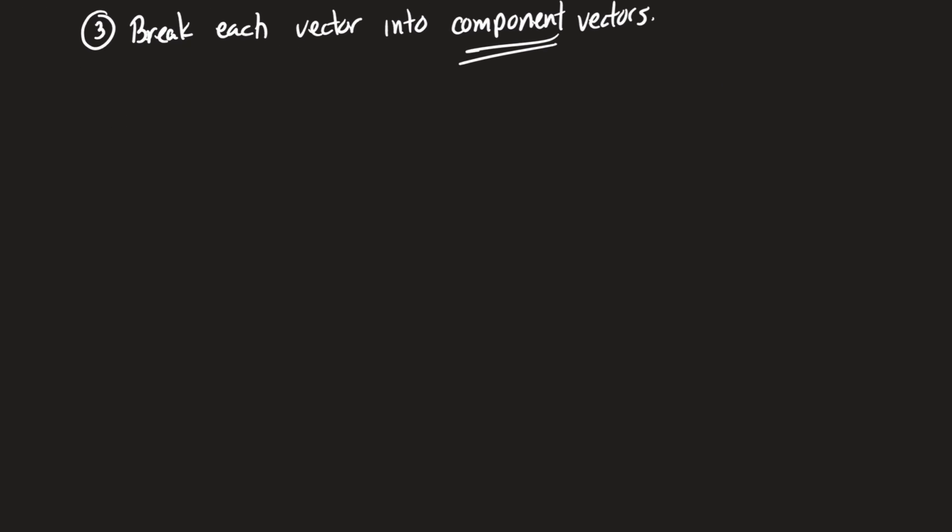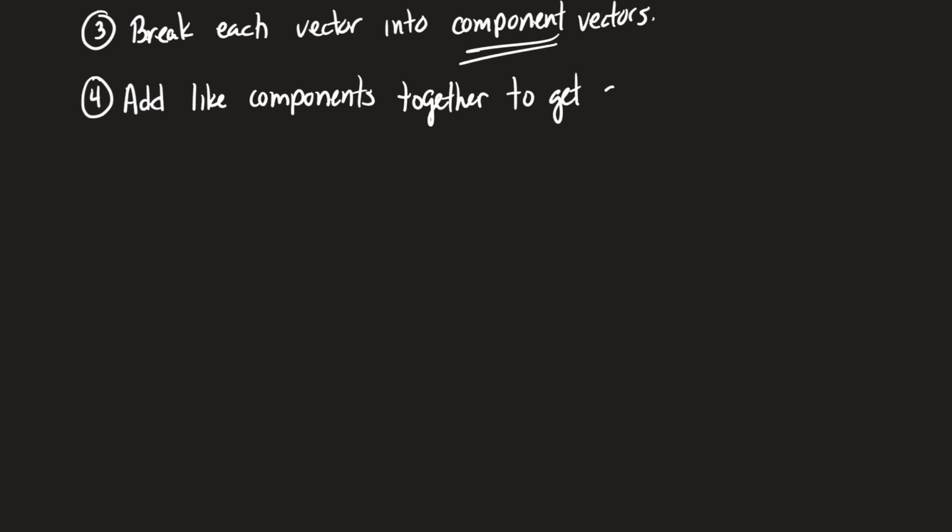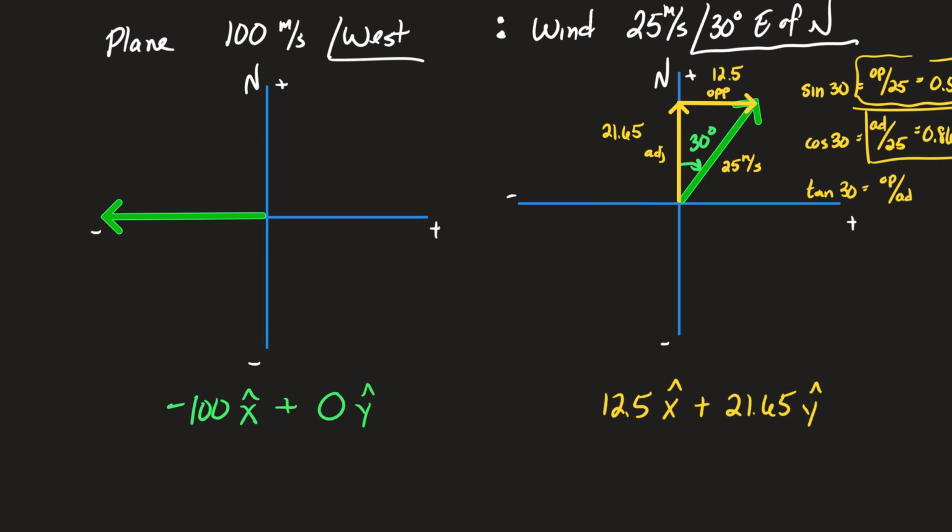We just did break each vector up into its component vectors. So step 4, add like components together to get our resultant vector. Okay? All righty. That part's pretty easy.